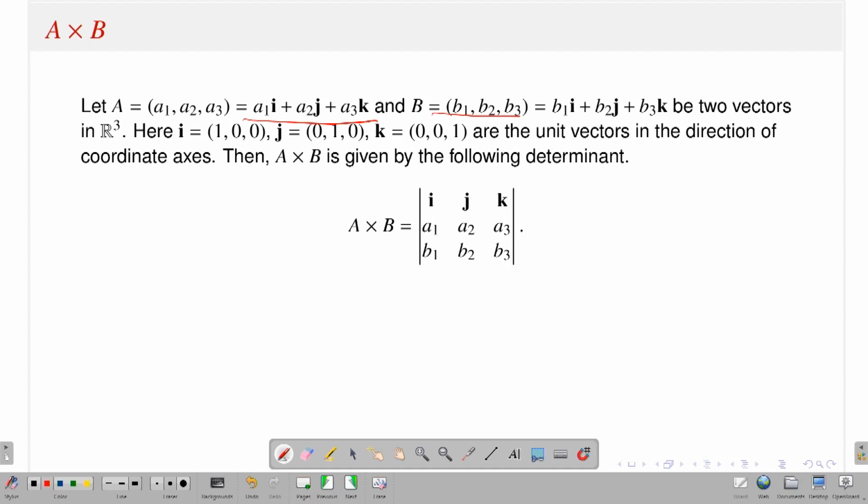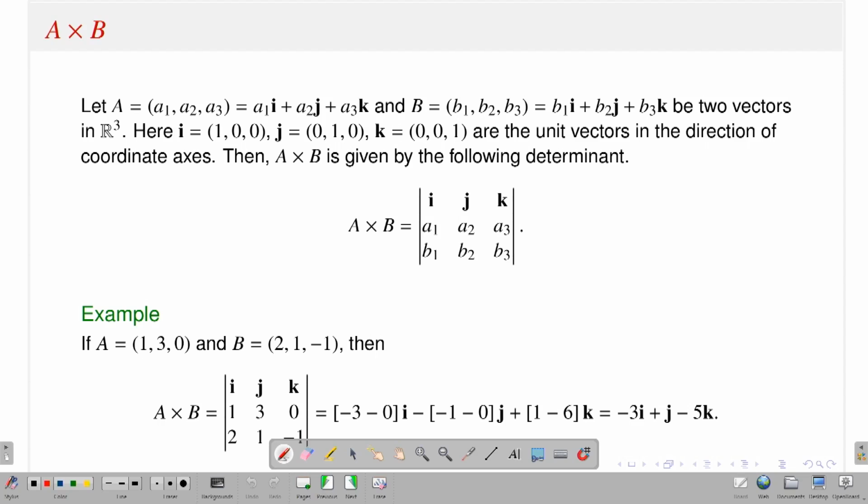Then A cross B is defined as a 3 by 3 matrix determinant. The first row is the i, j, k vectors. The second row is basically the first vector A, that is, its components A1, A2, A3. The third row is the components of the B vector, B1, B2, B3. So the value of this determinant is basically a vector quantity.